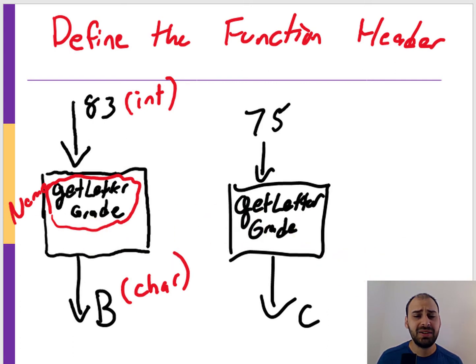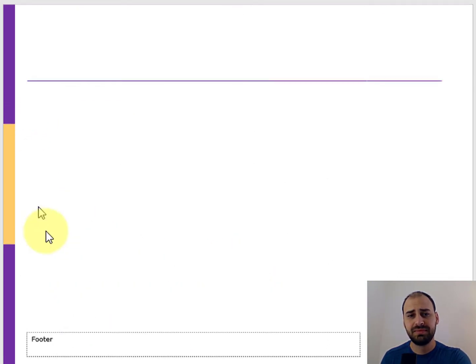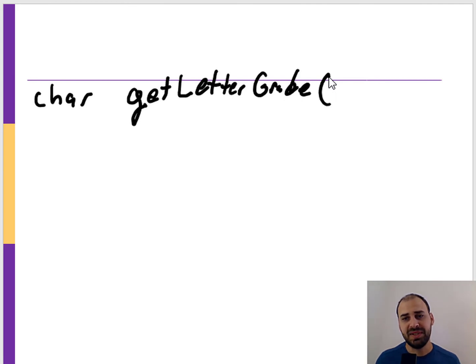Based on that, we can define some key things about our function, and we could say that our function is going to look like this. The output is going to be of type char. The name I just made up, get letter grade. You might think something else is better, but it's whatever you decide, as long as it's descriptive. And we're going to pass in a numeric grade.